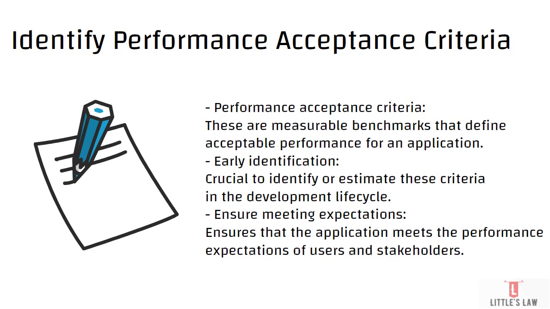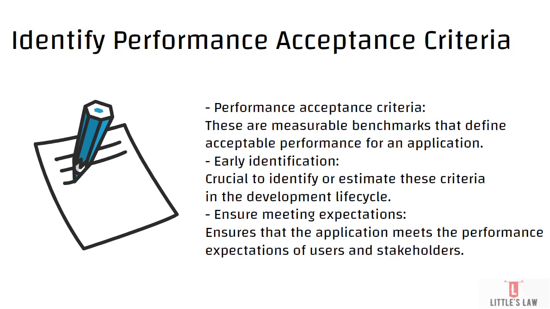Throughout the development and testing process, we will continuously monitor and evaluate the application's performance against these criteria, making adjustments as necessary to optimize the performance and meet expectations. So overall, in the very first part of this video, the performance criteria are the measurable benchmarks that define acceptable performance for an application. By identifying these criteria early and quantifying them into specific targets, we can ensure that the application meets the performance expectations of users and stakeholders.